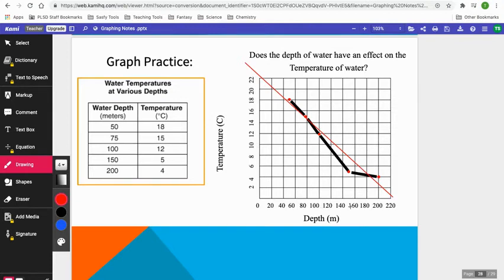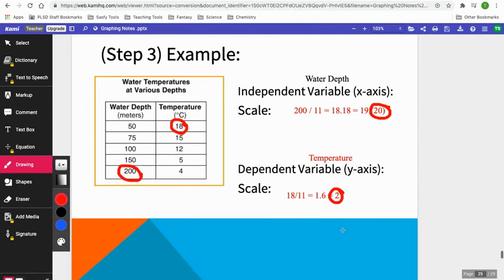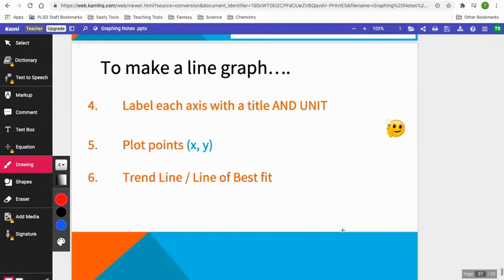And this is to make sure I use the majority of the graph. And on my y-axis, I'm going up by 2s. Okay, and so I'm using the value at which I went up on each axis. So 20 was on my x-axis, and I went up by 2 on my y-axis. Now the last 3 steps, I should say, are to label each axis with a title and a unit, plot your x and y points, which is in the data that you were given, and then give me a line of best fit.